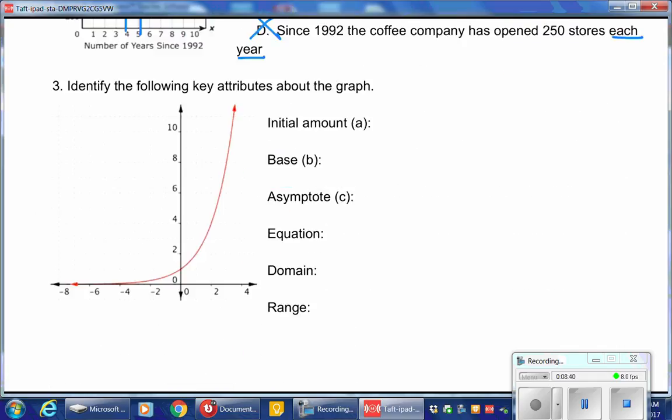Three, identify the following key attributes about the graph. Our initial amount, remember that's the y-intercept, is 1. The base, that's our growth. So here we have 0, 1, 1, 2, 2, 4, 3, 8.